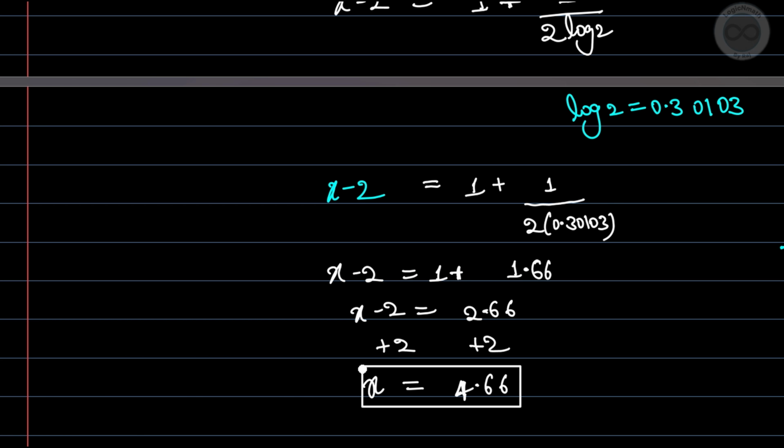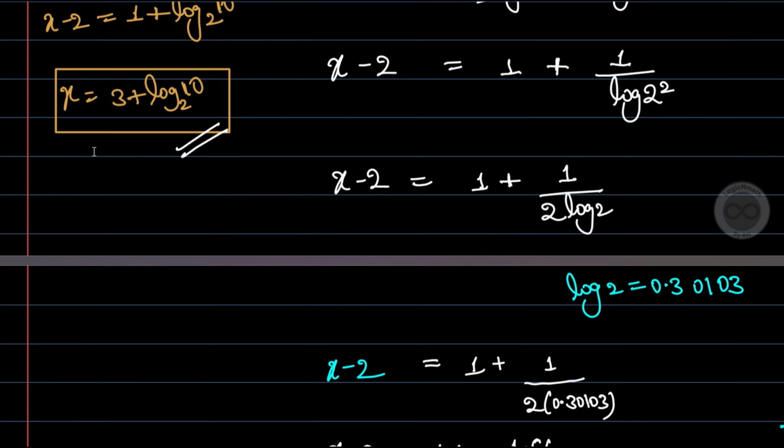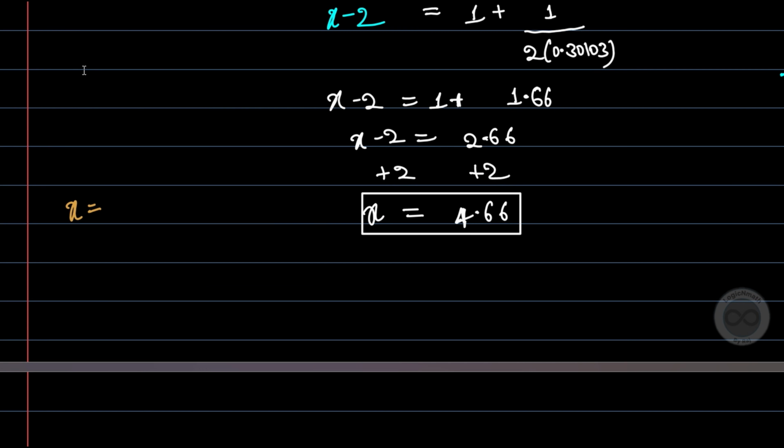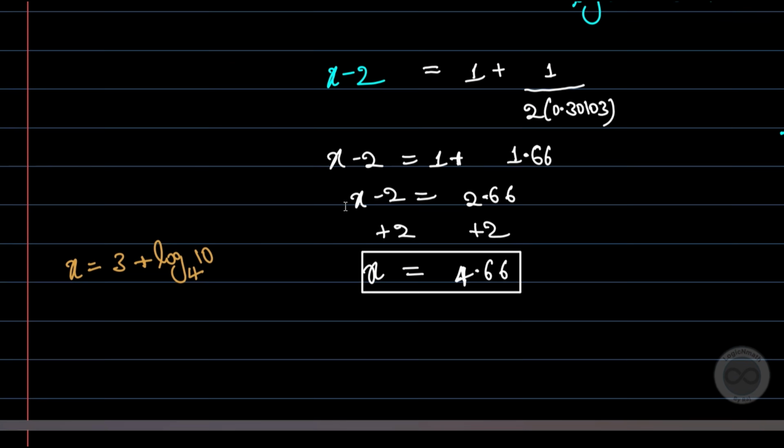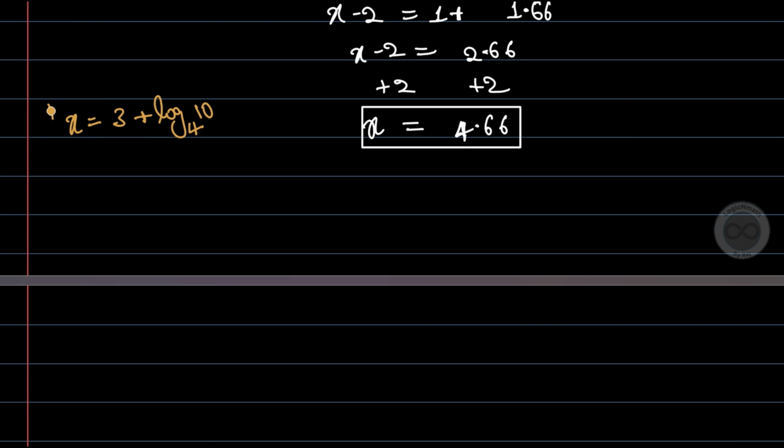our value of x is 4.66, or if the options are not in numerical form, then our value of x is going to be 3 plus log 10, actually base 4 not 2, because here we had log 10 over log 4, not log 10 over log 2. So this is our answer through the logarithmic method.